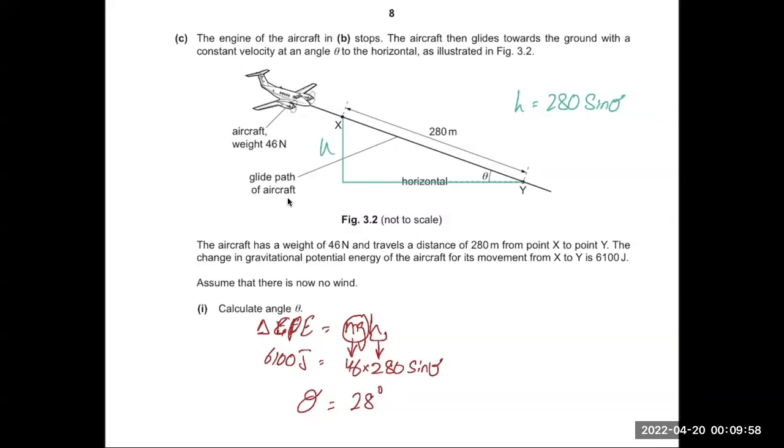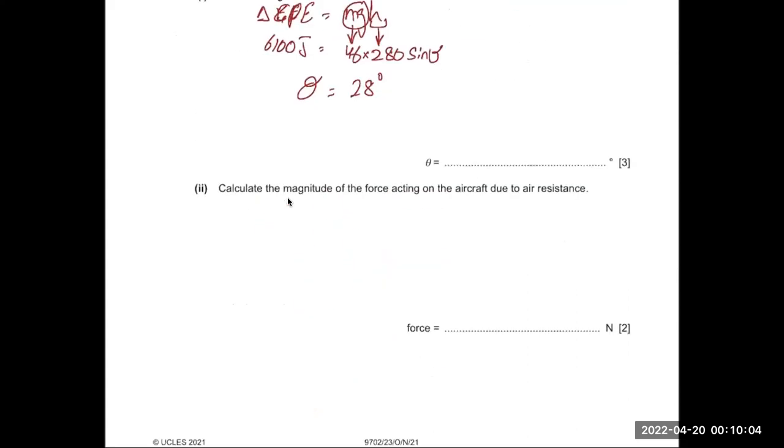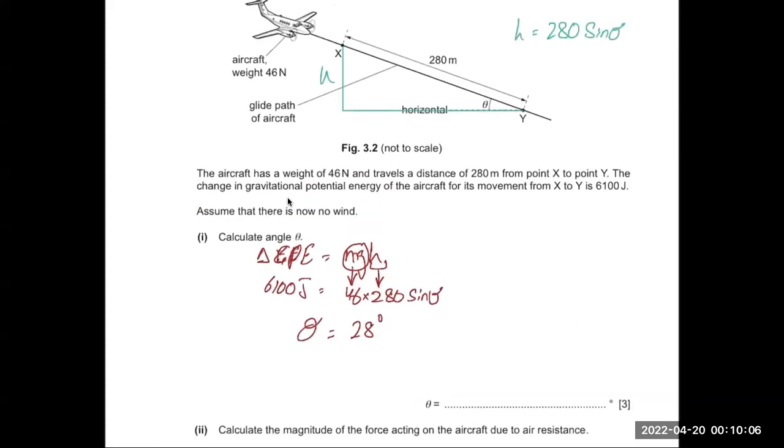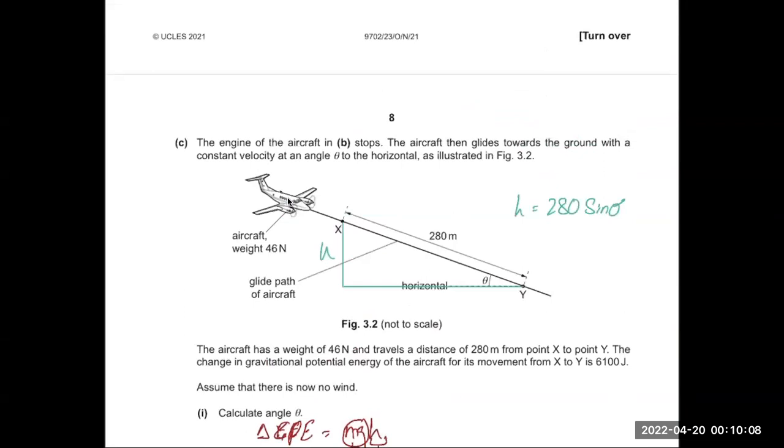Kinetic and thermal. Now, if you think of it as kinetic or kinetic and thermal, there's no way that you can solve this part. Why? You missed out a point here. The question says the aircraft then glides downwards towards the ground with a constant velocity, which basically means that the kinetic energy does not increase. So gravitational potential energy does not get converted into kinetic energy because the velocity is constant.